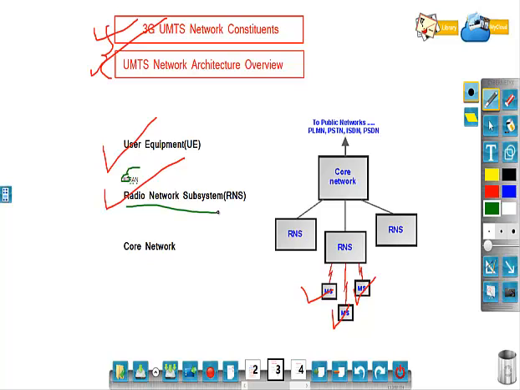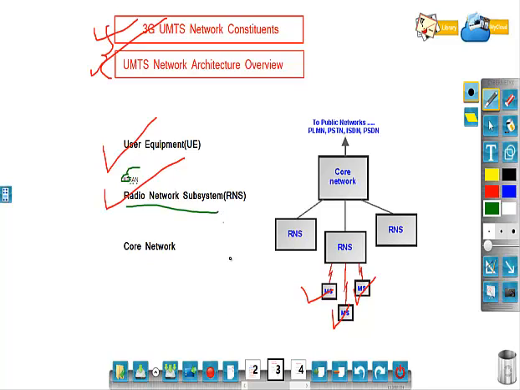UTRAN is equivalent to what was previously the base station subsystem, or what you were calling BSS in GSM. So it provides and manages the air interface for the overall network. The functionality that BSS was doing in GSM is the same functionality done by UTRAN or your RNS network.